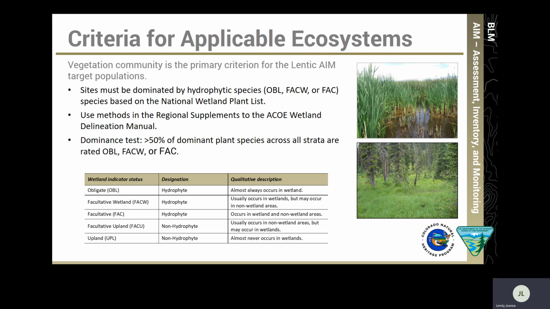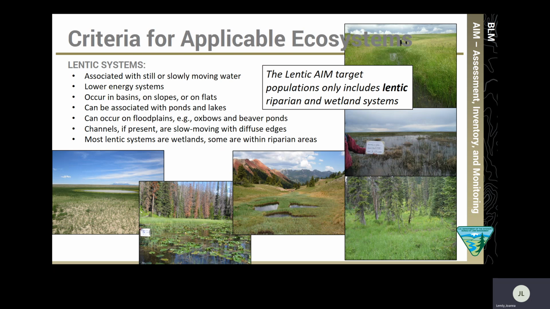The most important criterion to keep in mind when evaluating potential sample locations is the vegetation community. Sites must be dominated by hydrophytic species based on the National Wetland Plant List. Equally important, sites must be dominated by lentic surface or groundwater, meaning water that is slow-moving and not within the channel or immediate banks of a river or stream. Vegetation on the floodplains of rivers and streams can be included if the water slows and pools when the river floods.